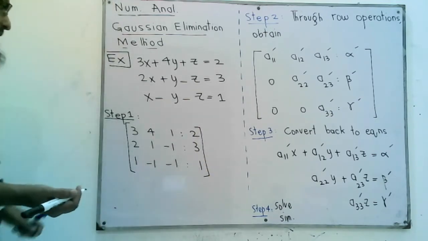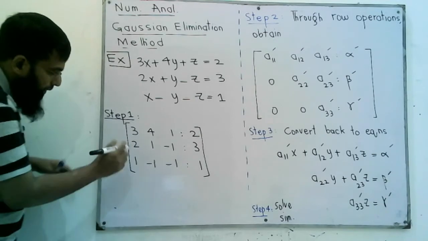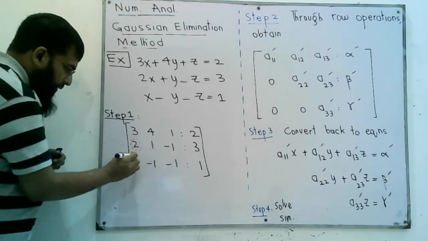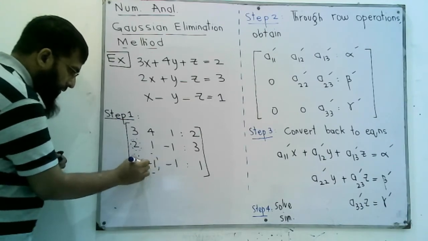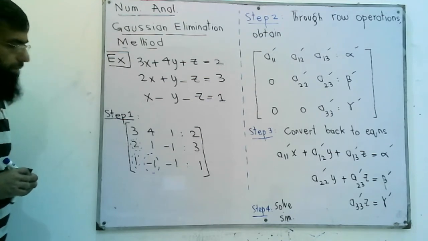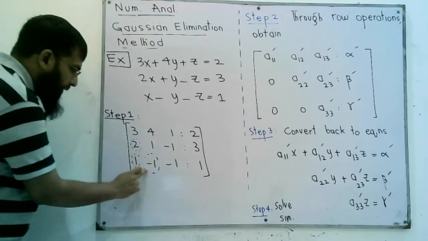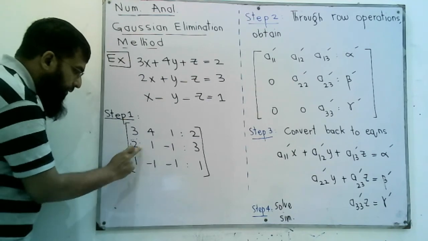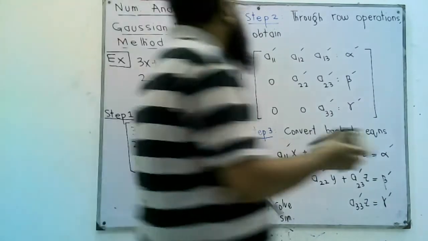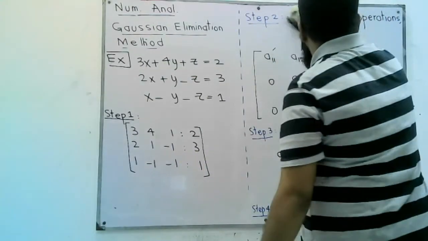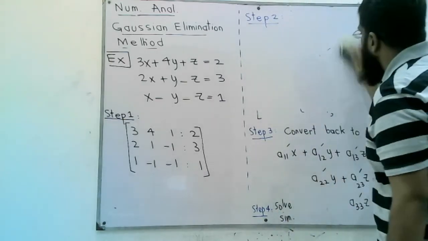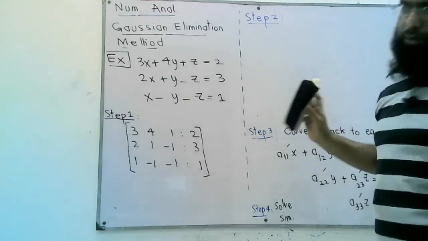Now the next step is to convert it into a triangular matrix where we want zeros at these three positions, and that we'll obtain through row operations. Let's see how to do that. The first operation would be through row operations. So let's implement step number 2.